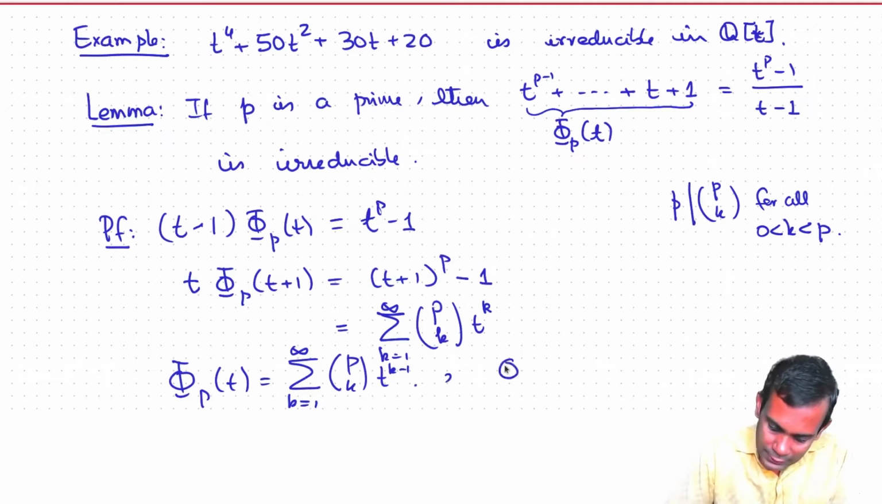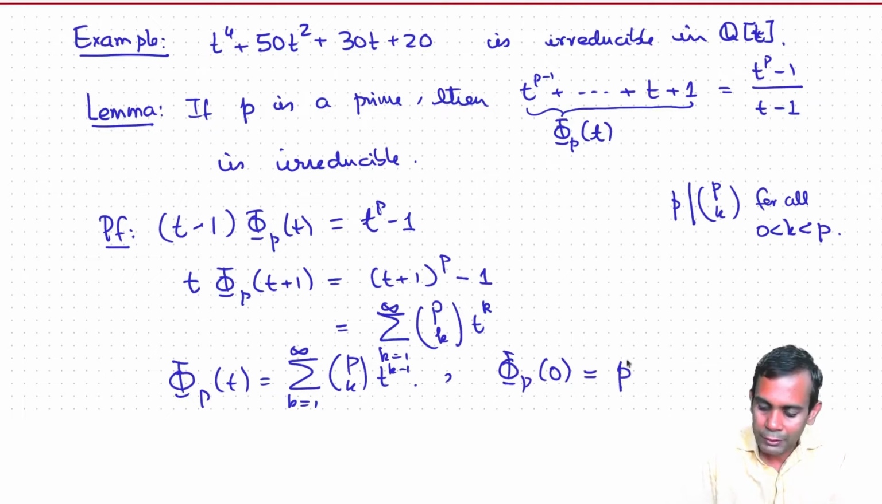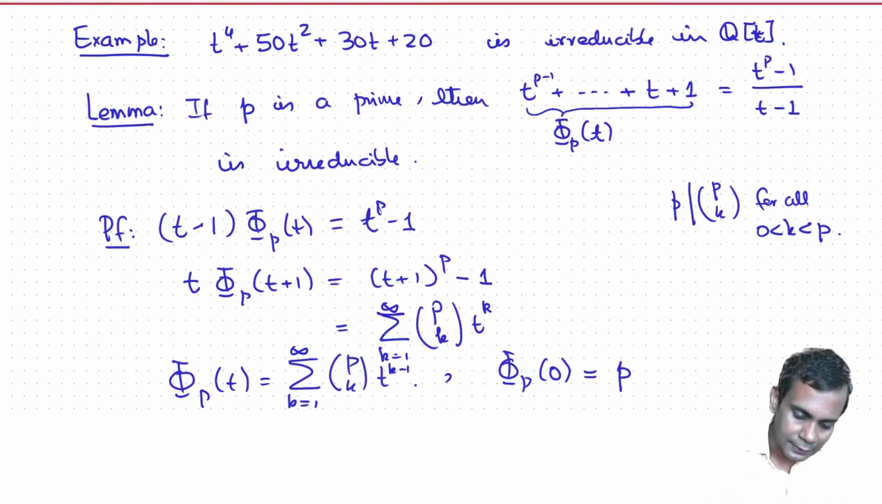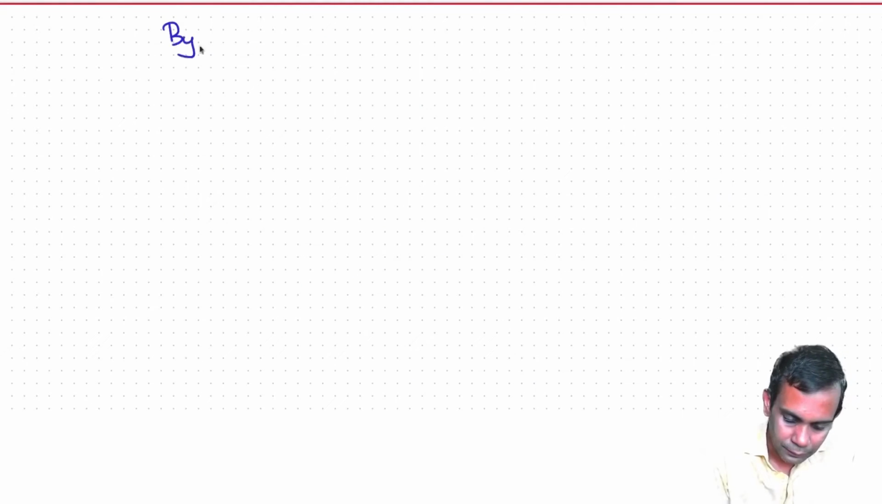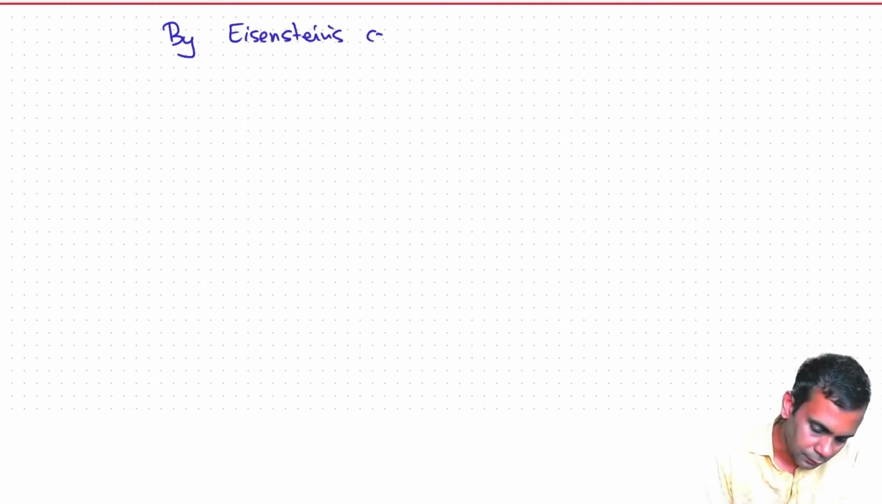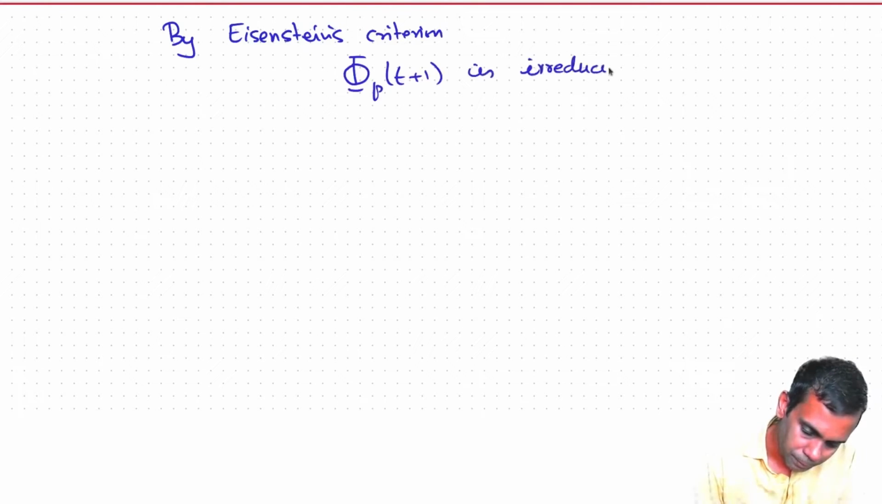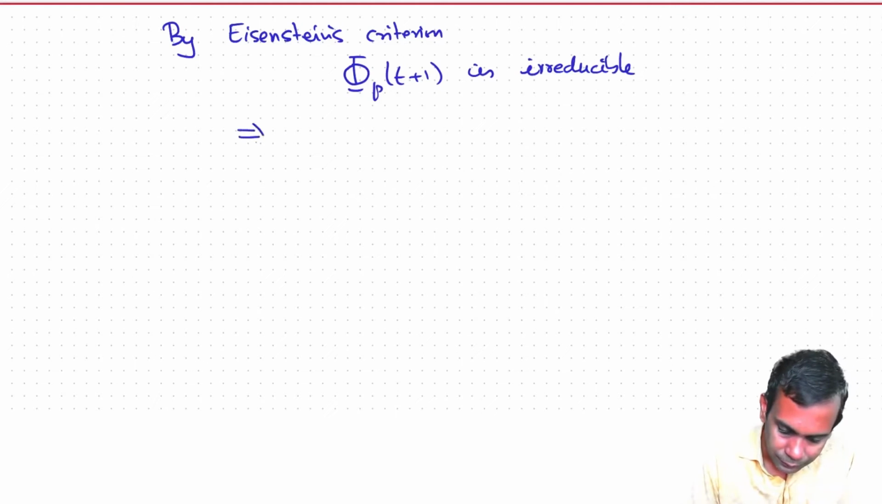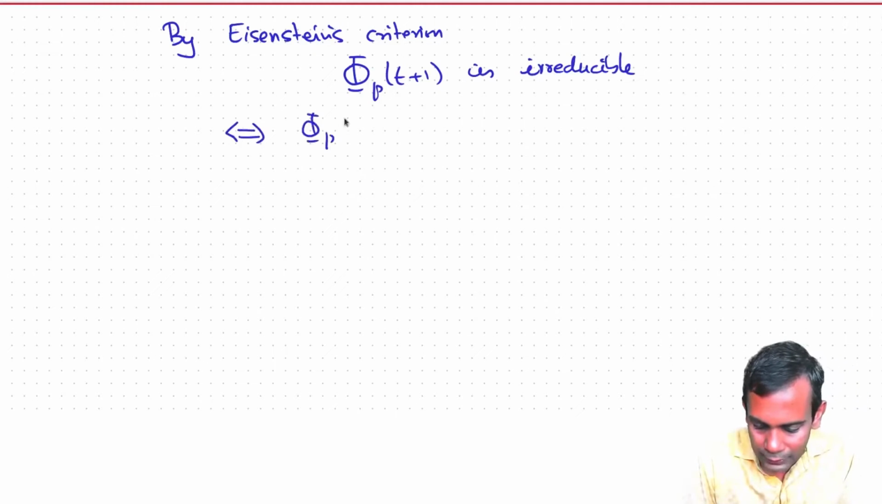And what is phi p of 0? The constant term is just p. So that is not divisible by p squared. And hence, by Eisenstein's criterion, phi p t plus 1 is irreducible, which is equivalent to saying that phi p t is irreducible.